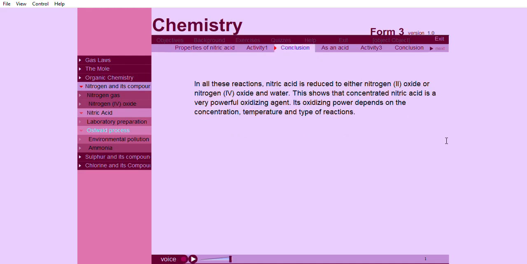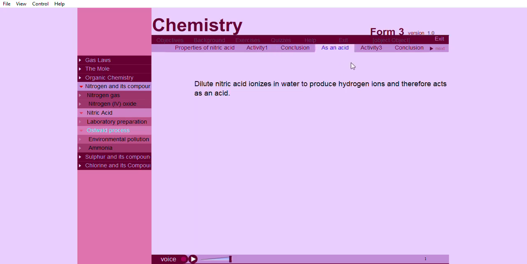In all these reactions, nitric acid is reduced to either nitrogen 2 oxide or nitrogen 4 oxide and water. This shows that concentrated nitric acid is a very powerful oxidizing agent. Its oxidizing power depends on the concentration, temperature, and type of reactions. Dilute nitric acid ionizes in water to produce hydrogen ions and therefore acts as an acid.